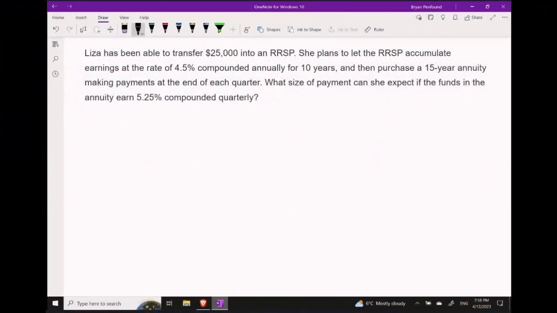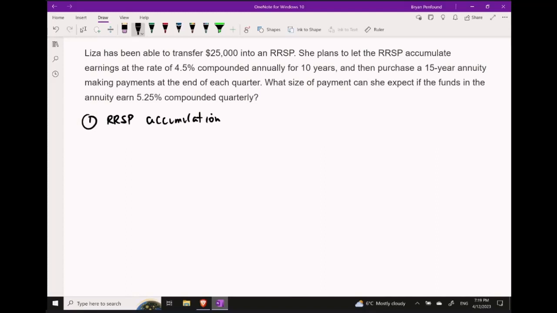Suppose Lisa has been able to transfer $25,000 into an RRSP. She plans to let that RRSP accumulate earnings at 4.5% compounded annually for 10 years, and then she's going to purchase a 15-year annuity that makes payments at the end of each quarter. What size of payment can she expect if the funds in the annuity earn 5.25% compounded quarterly?